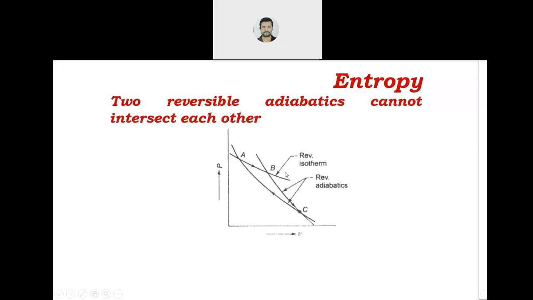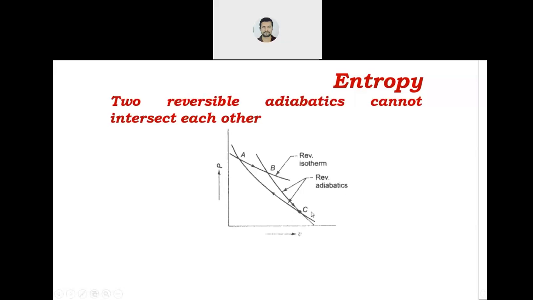Process AB is an isothermal process. Process BC is adiabatic, and process CA is also adiabatic. And it is saying that this is not possible. Two adiabatics cannot intersect each other. Why? If it happens, then it will violate the second law of thermodynamics.